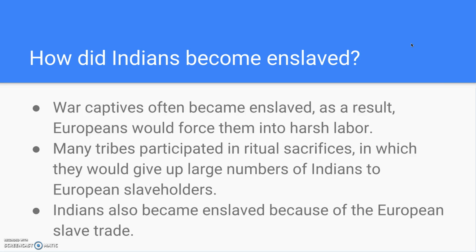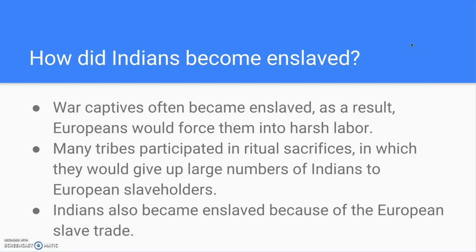So, war captives often became enslaved. As a result, Europeans would force them into harsh labor. Now, traditionally, in most battles, many militaries will just take their war captives and execute them. But what Europeans did was they would actually take their war captives and force them into harsh labor. This kind of started the trend of slavery worldwide.